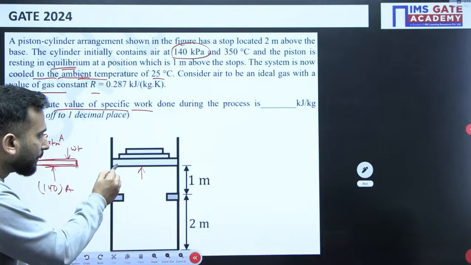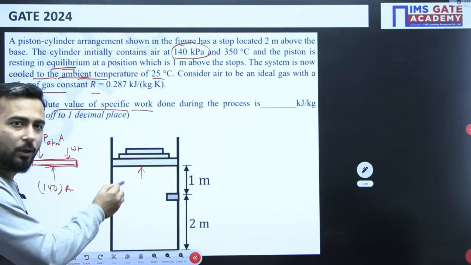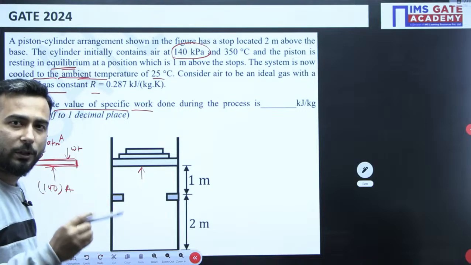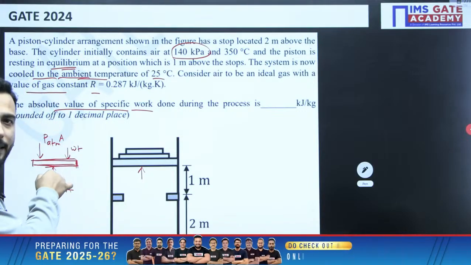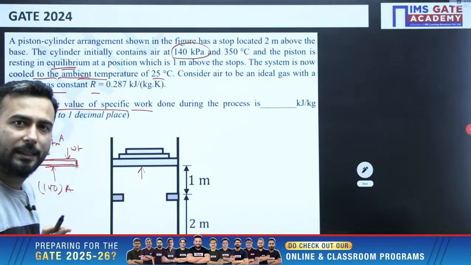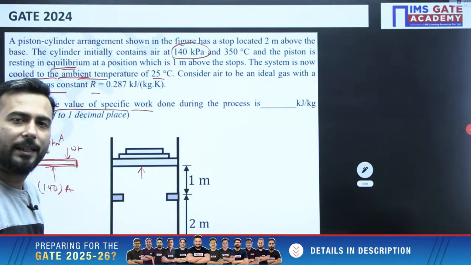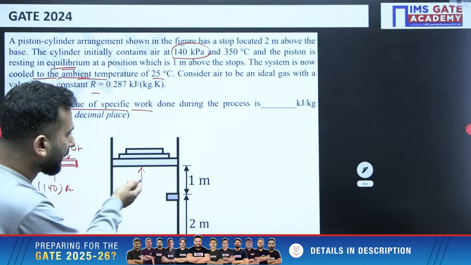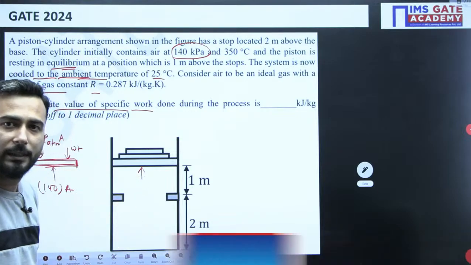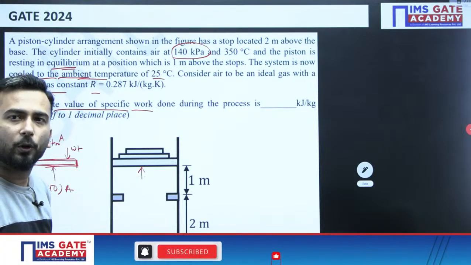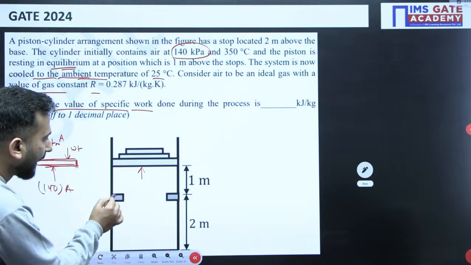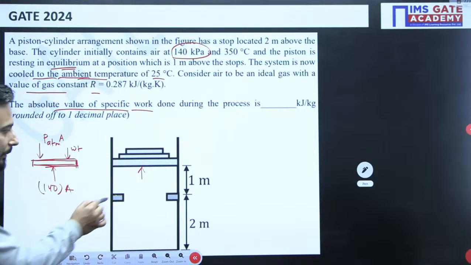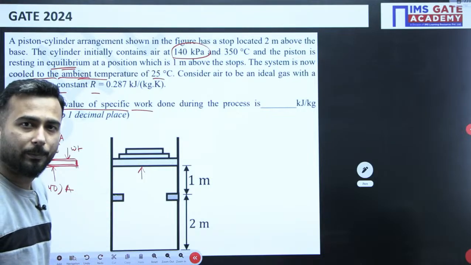At any point when you draw the FBD of this piston till it comes to the stop, you will realize that at any point the upper pressures are not changing, and when it doesn't change, the system pressure also doesn't change. That is the constant pressure process. Constant pressure cooling is happening till what time? Till the time the piston reaches the stop, right?